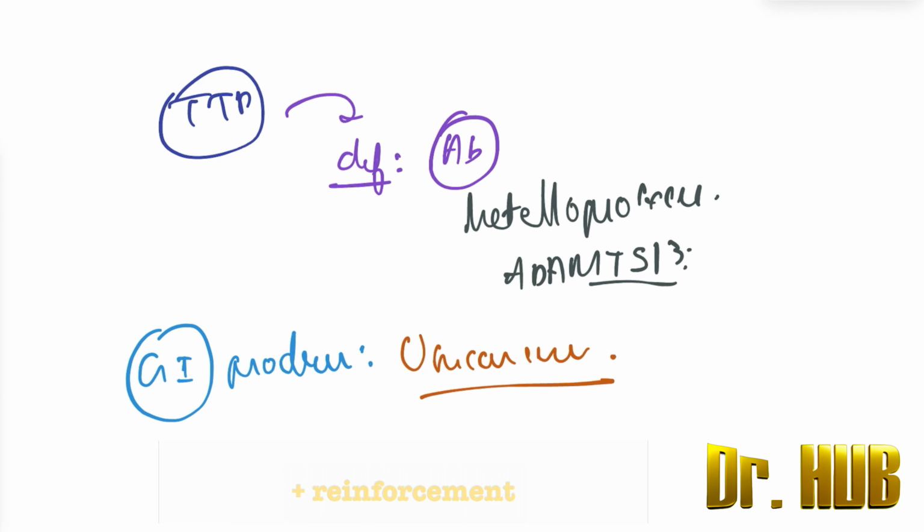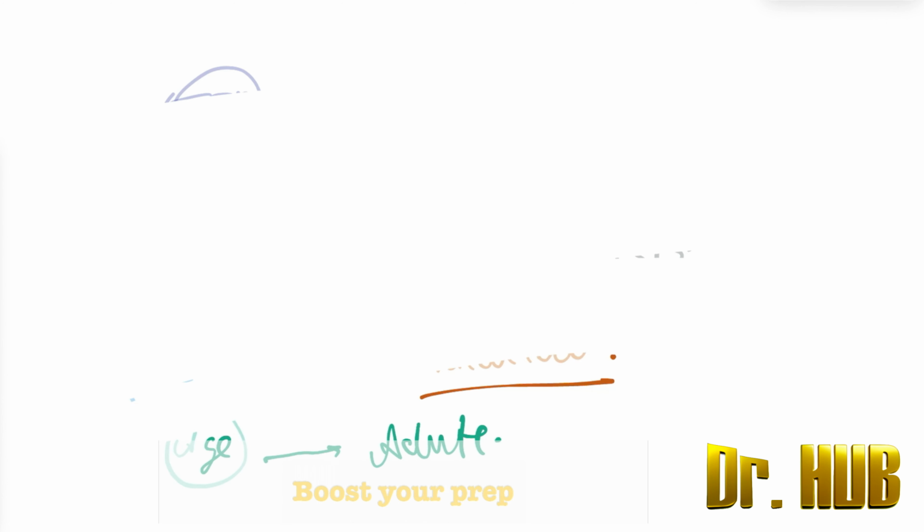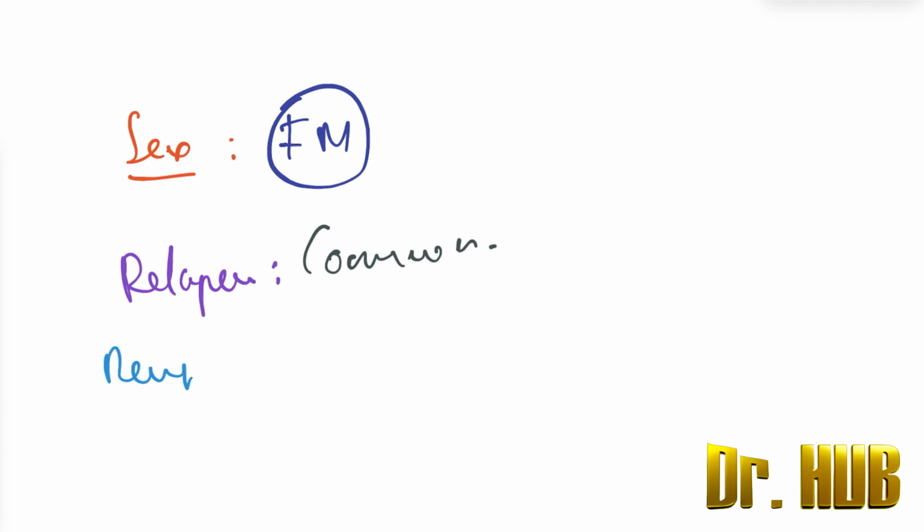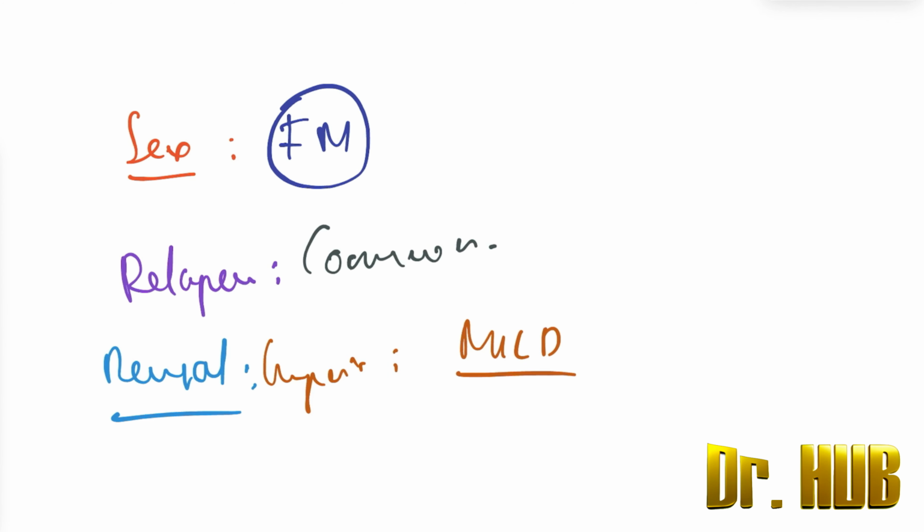So what about the age group? When you look at the age group affected, it affects the adults. Next we move on to the sex which is affected. The sex affected in case of TTP is the females. Now moving on to the relapses. In terms of relapses, in TTP, relapse is common. And what about the renal impairment? The renal impairment is usually mild.